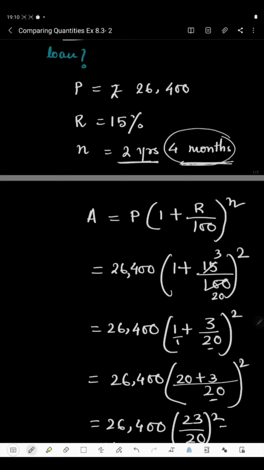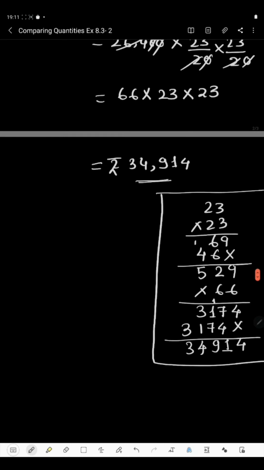That means she has to pay the interest on these 4 months also. Now we will have to find the interest for these 4 months. Okay, so we'll write interest for 4 months, and we will find this interest for 4 months using SI.